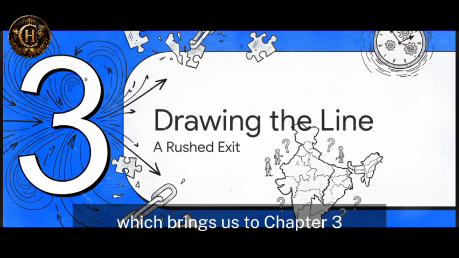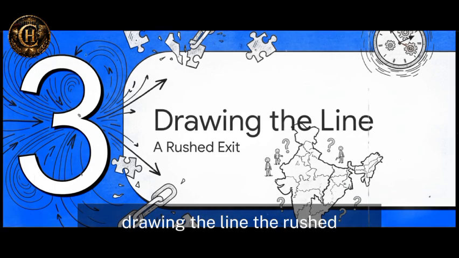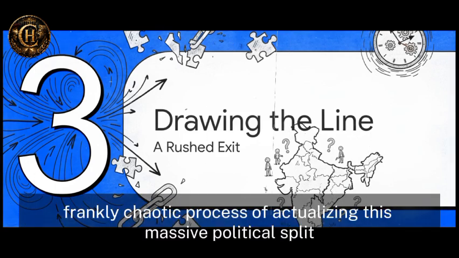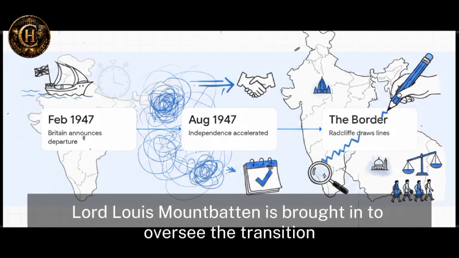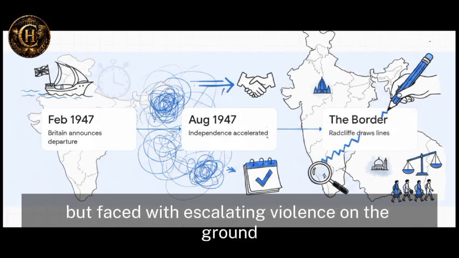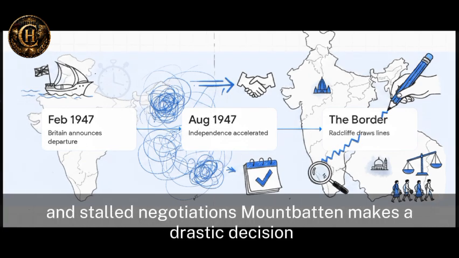Which brings us to Chapter 3, Drawing the Line. The rushed, frankly chaotic process of actualizing this massive political split. In February 1947, Britain announces it will leave India by June 1948. Lord Louis Mountbatten is brought in to oversee the transition. But faced with escalating violence on the ground and stalled negotiations, Mountbatten makes a drastic decision.